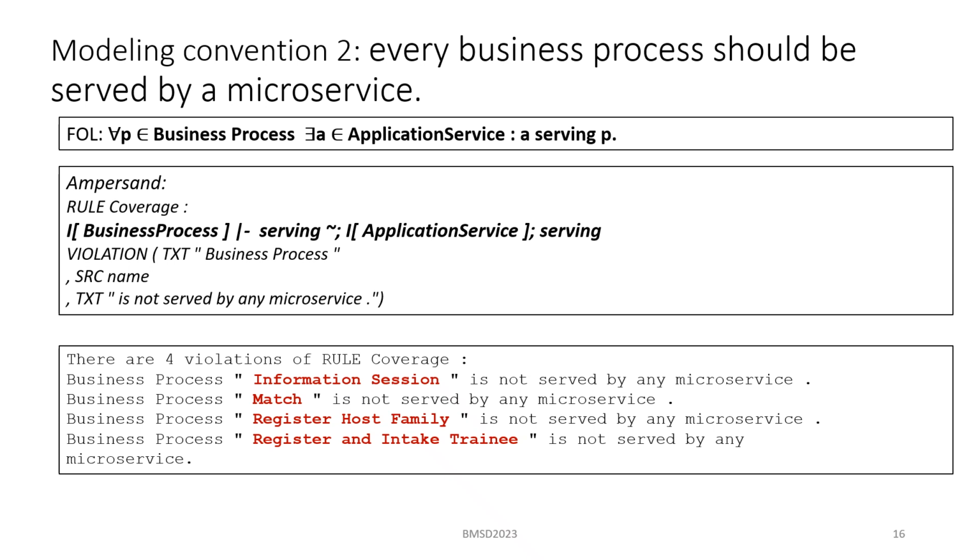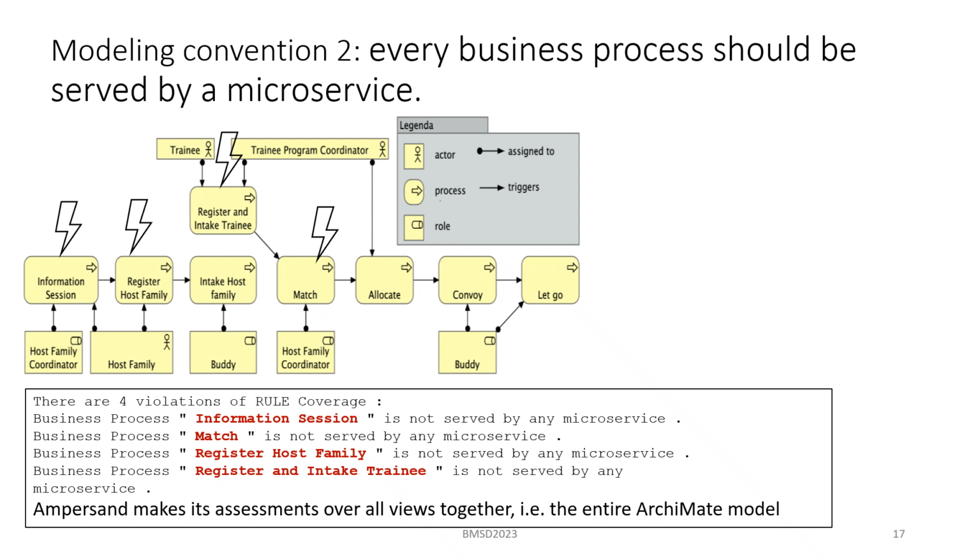The response of the Ampersand compiler helps to spot omissions in the microservices for processes: information session, match, register host families, register and intake trainee. We see the missing microservices for processes in the first view. Ampersand makes its assessment over all views together. It is up to architects to correct the views or make exceptions for some processes.